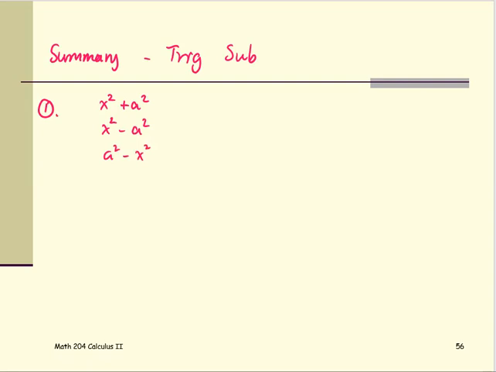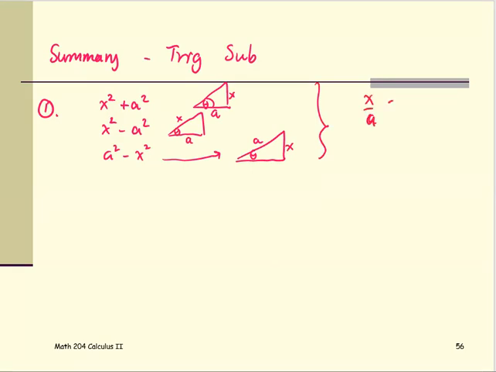Okay, so for the first case, x is the opposite, a is the adjacent. The next case, x is going to be the hypotenuse because you have subtraction: x hypotenuse, a adjacent. And in the last case, a is the hypotenuse, and then x is the opposite. Whatever you have, you're going to find the relationship of x over a as a trig sub.